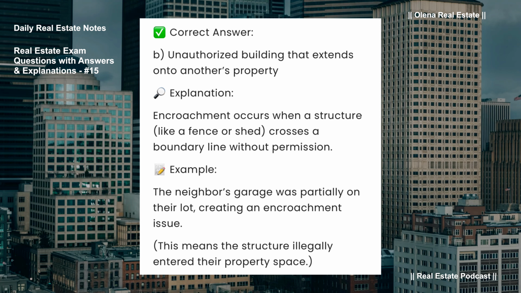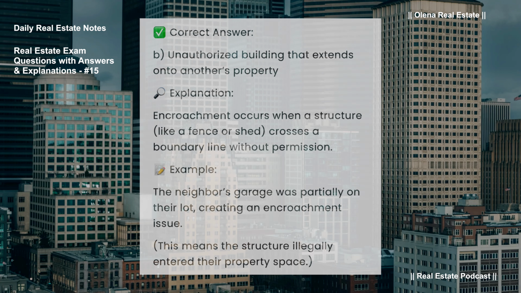Encroachment occurs when a structure, like a fence or shed, crosses a boundary line without permission. For example, the neighbor's garage was partially on their lot, creating an encroachment issue. This means the structure illegally entered their property space.